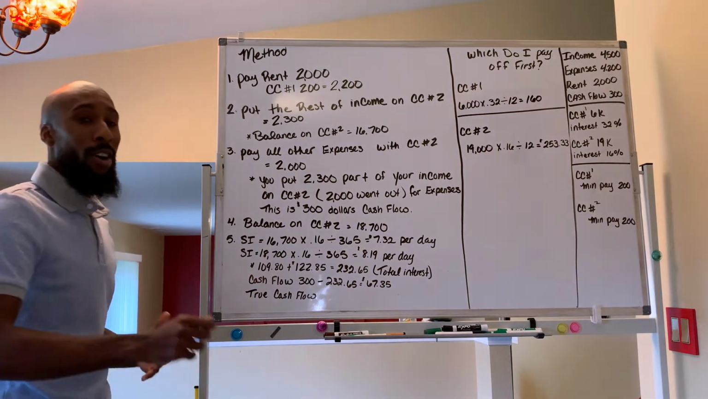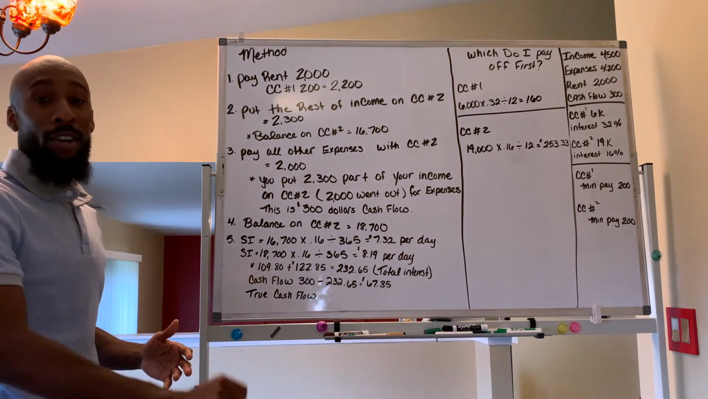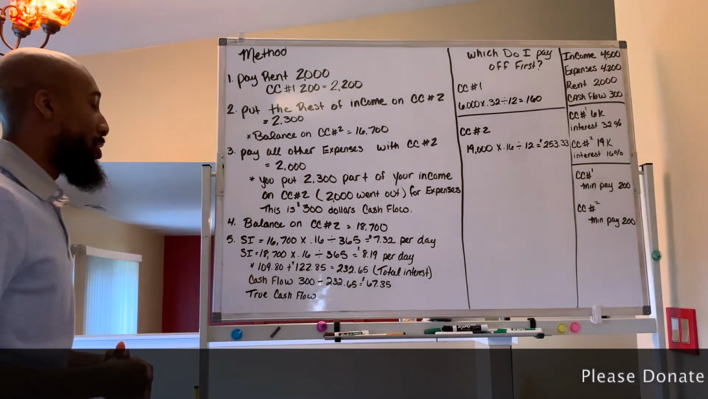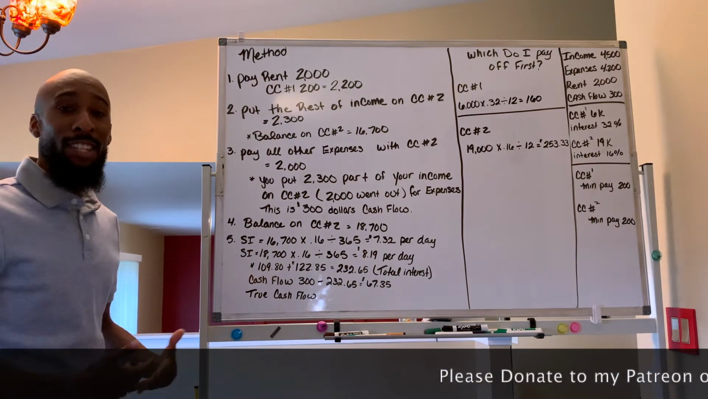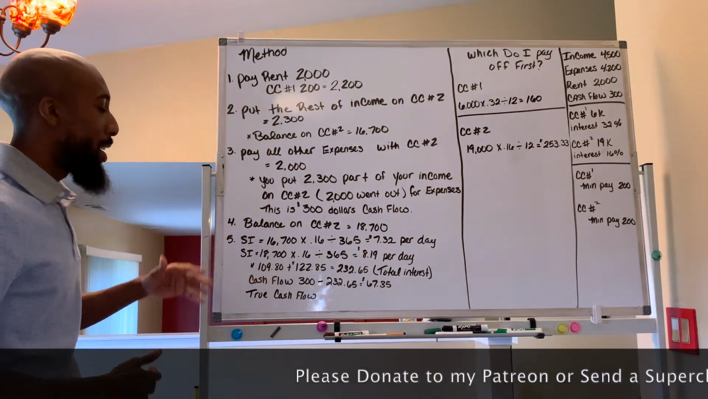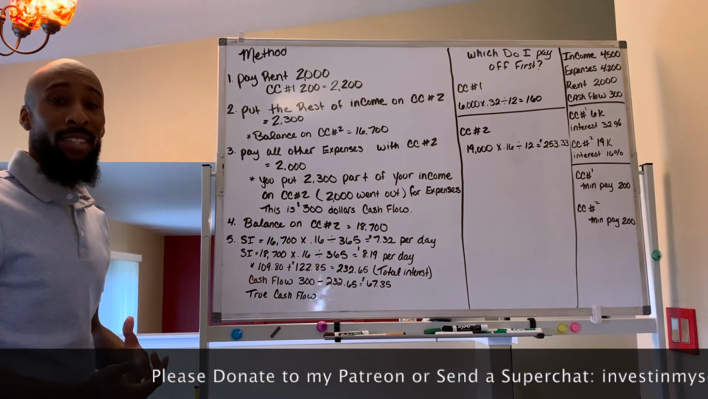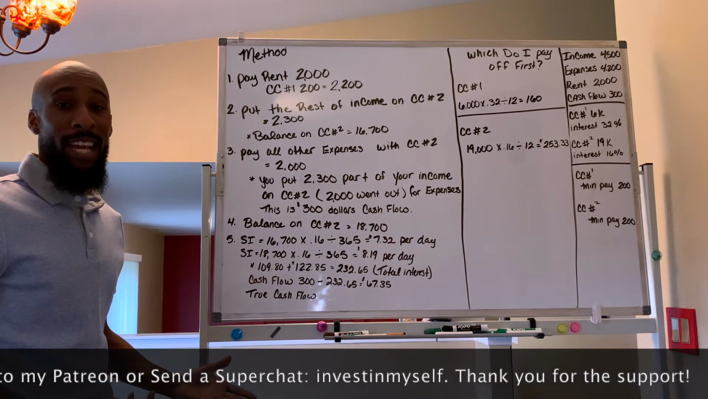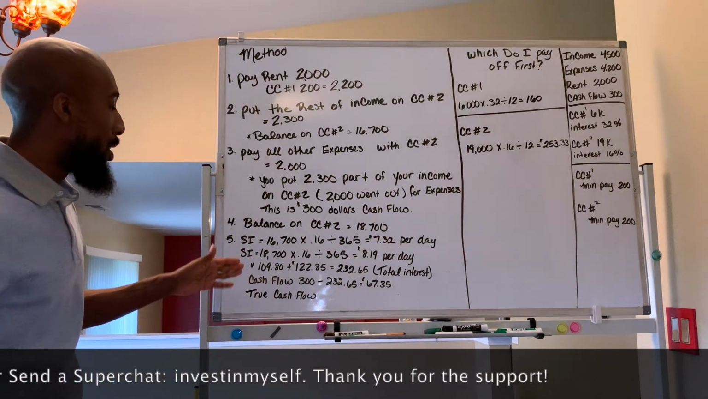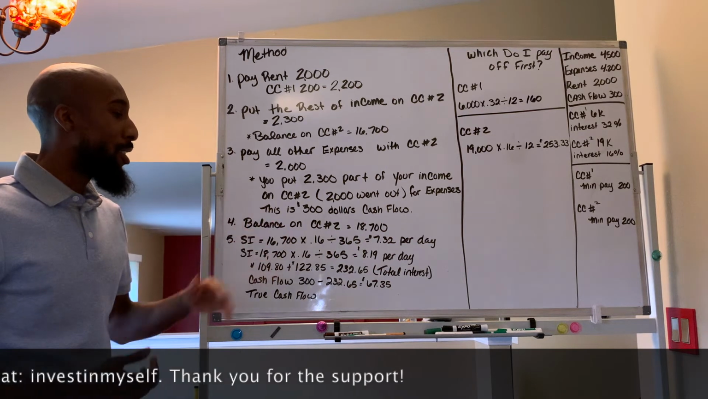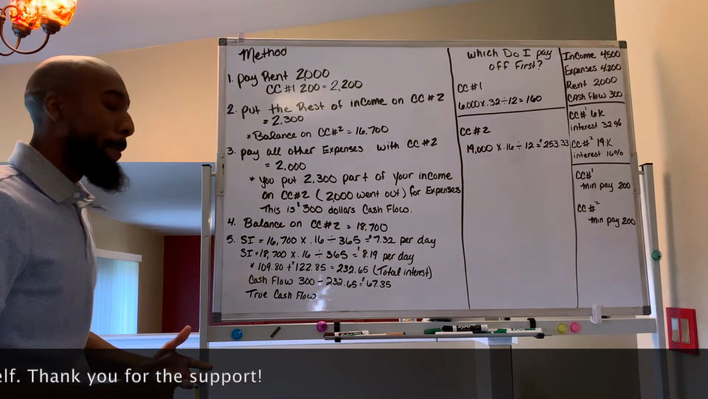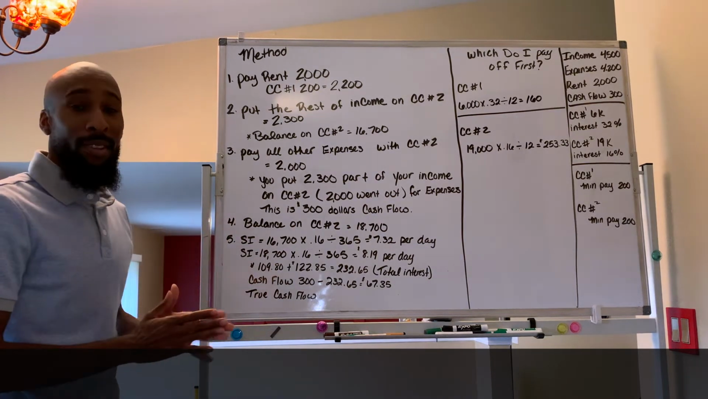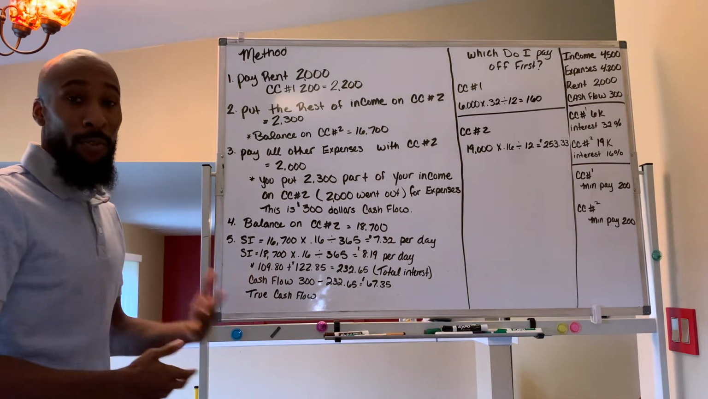Now, when we're paying our expenses, then eventually the balance is going to get to $18,700. Now, let's see how much that is per day. So $18,700 times by 0.16, the interest rate, and we're going to divide it by 365 days in a year. So per day with this balance is charging us $8.19 per day.